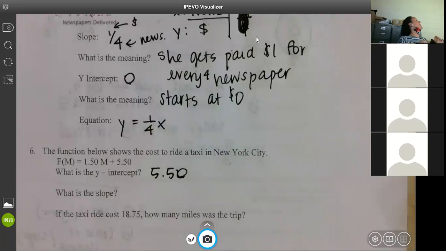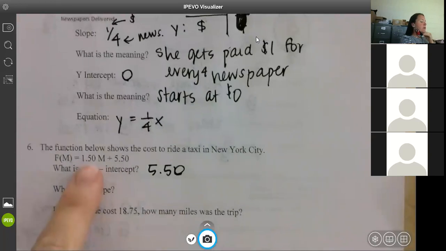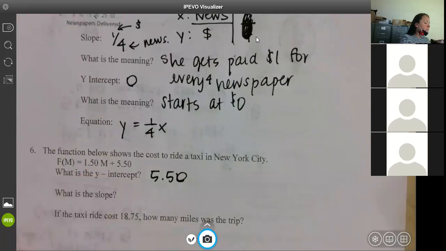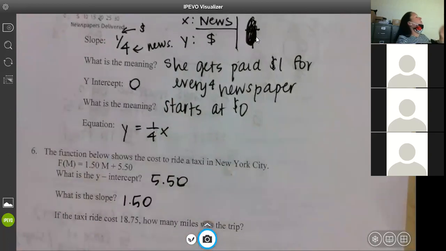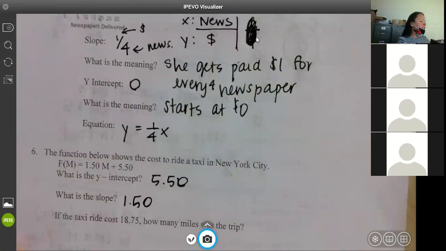Okay, but in New York, taxis are in big demand, so they jack that price up. So when you get in, it's automatically $5.50 is what it's telling you. Then it tells you, what is your slope? It's $1.50. That means, and the M stands for mile, so for every mile you drive, it adds $1.50 to your price. Okay. So if the taxi ride cost $18.75, how many miles was the trip?